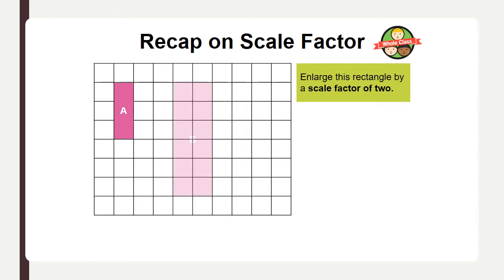Excellent. So your new shape should look like this. We can see that A had a length of 3 squares and a width of 1 square. So if we multiply those by 2, we get 6 by 2.